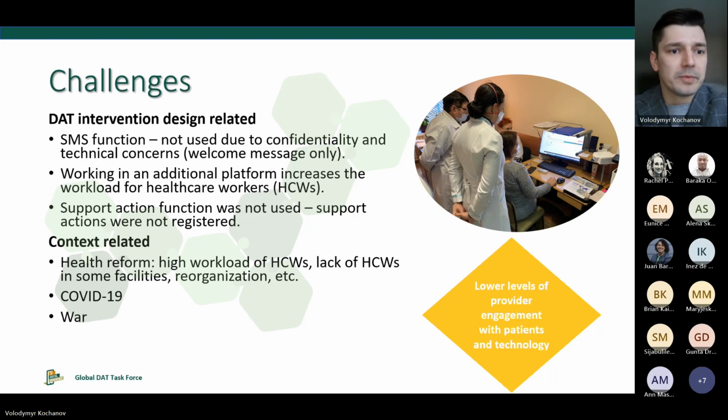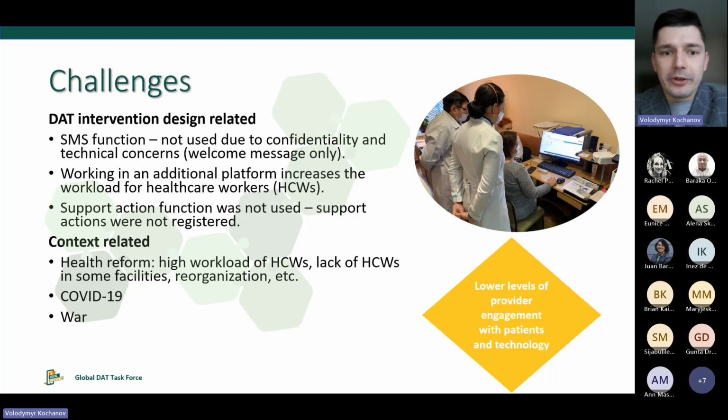But in no health facility did we have such an approach where healthcare workers did this, due to the high workload, and they have to work in other digital systems introduced by the National TB program and by the Ministry of Health of Ukraine.